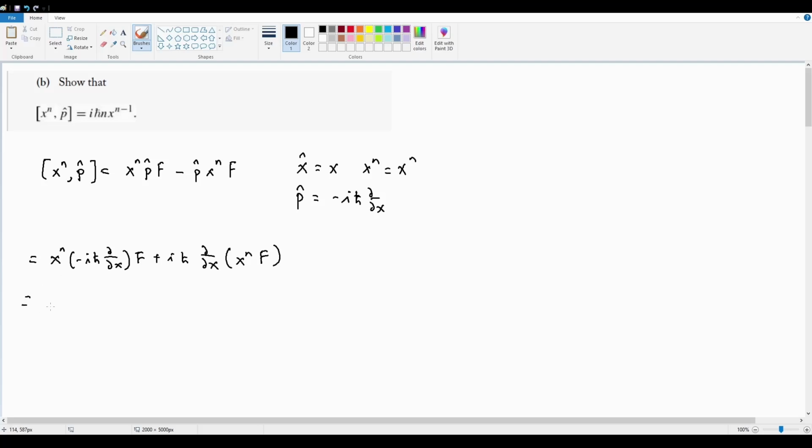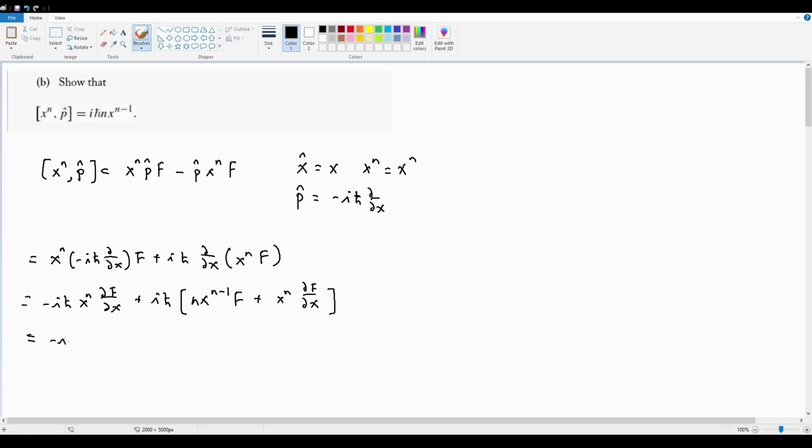Let's rewrite this on the front. Negative i h bar x^n df/dx plus i h bar. Here we're going to use the product rule, or chain rule, whatever you want to call it. So let's just derive it straight up. This is going to give us n x^(n-1) times f, plus x^n df/dx, like that.